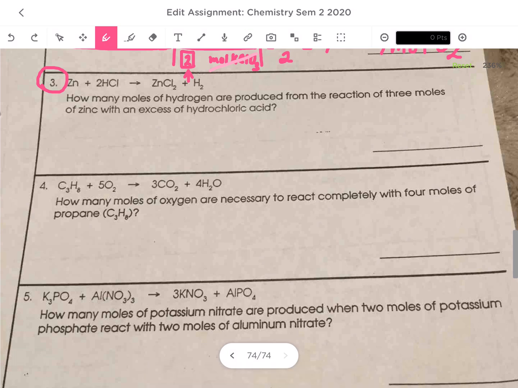Okay, let's look at number 3 together. It says, step number 1, read the problem. How many moles of hydrogen are produced from the reaction of 3 moles of zinc with an excess of hydrochloric acid? Now, whenever you see this excess of whatever, doesn't even matter what it is, it means please ignore me because I don't matter. So see, I just cross that stuff out.